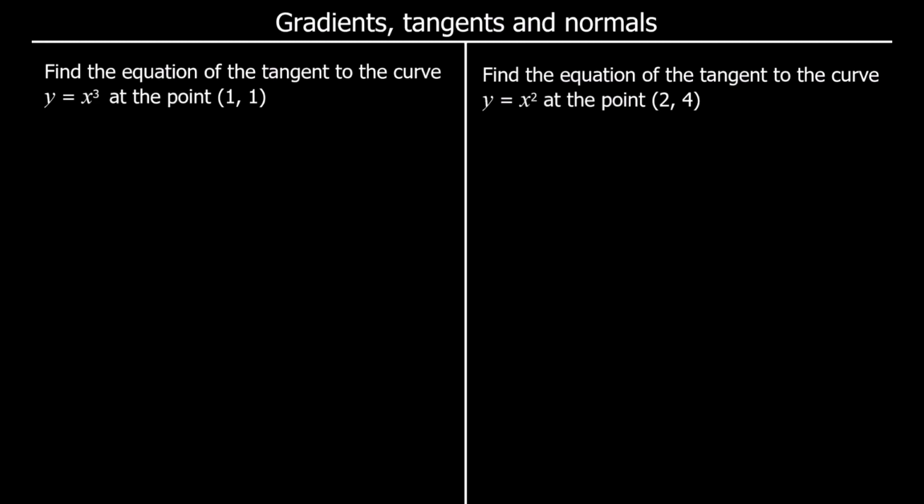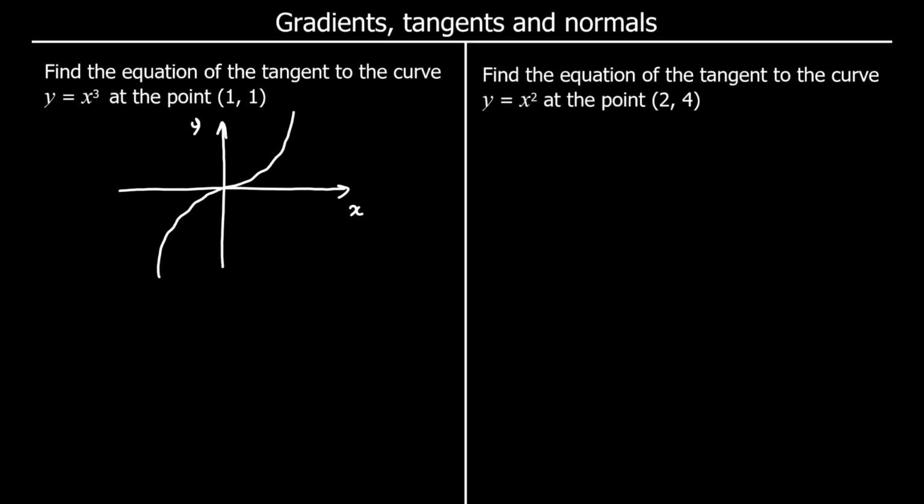Now we are looking at gradients, tangents, and normals. The first question: find the equation of the tangent to the curve y equals x cubed at the point (1, 1). So the graph of y equals x cubed is going to look something like this.